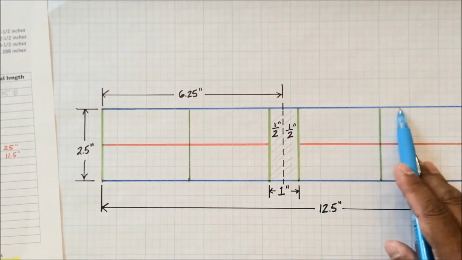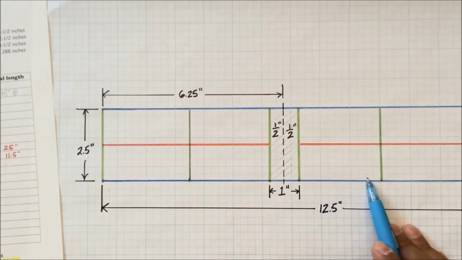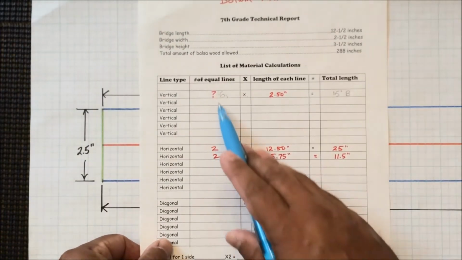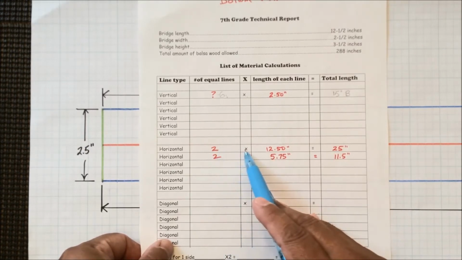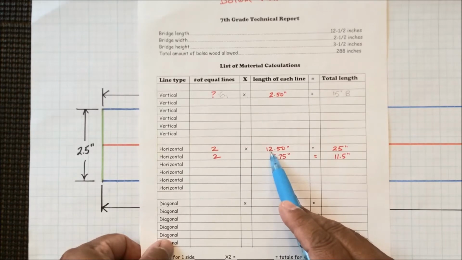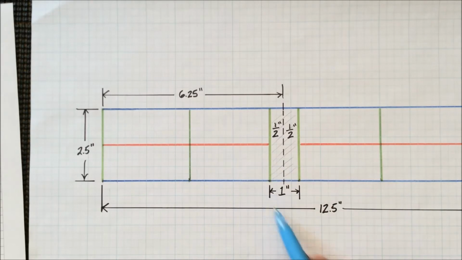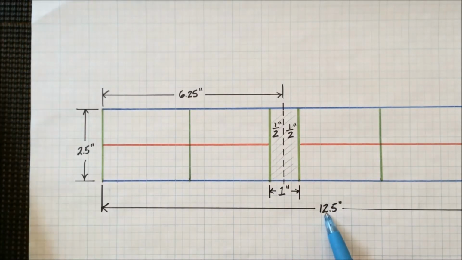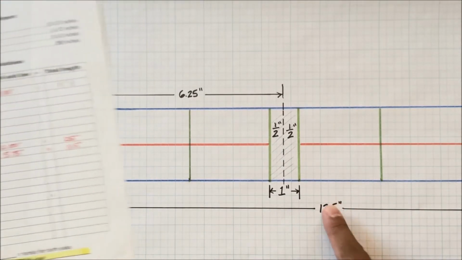I have one blue line here and a second blue line right here that are the same length. So I'm going to write down on my list of materials, number of equal lines. I'm going to write a 2 here because I have two blue lines that are equal length times the length of one of the lines. And if this is your bottom view, 7th graders, your length will be 12.5 inches. 6th graders, your length will be just 12 inches without the 0.5 because your bridge is smaller.